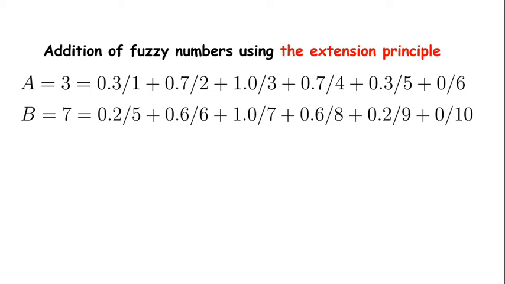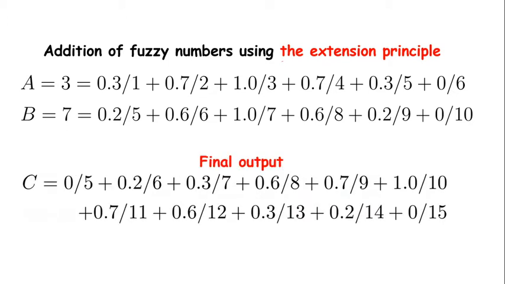These are the two fuzzy numbers, which are called A and B, and we need to add these two fuzzy numbers using the extension principle. And once you add these two, you will get another fuzzy number called C.